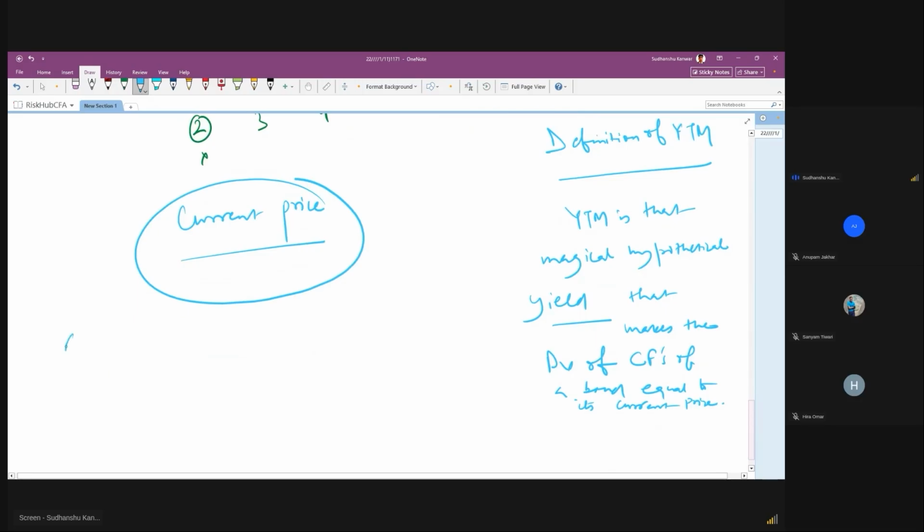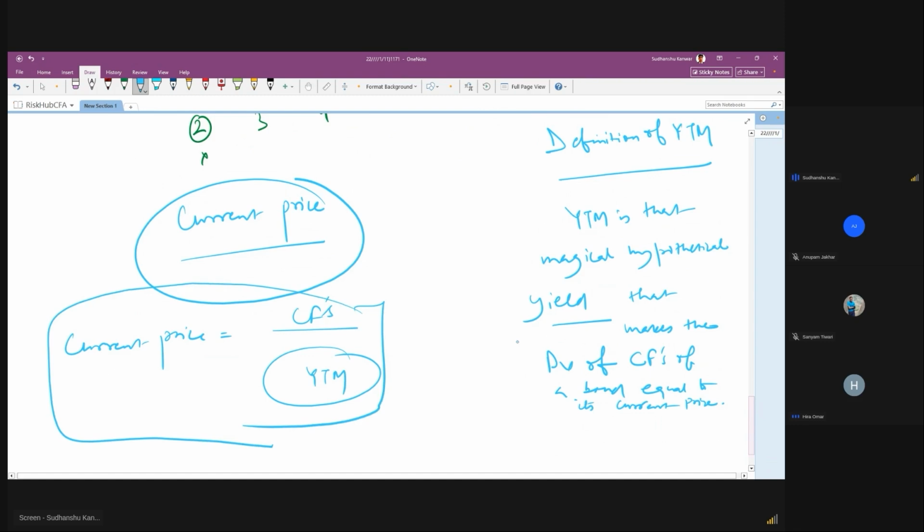Now, if I have to find current price, and I have the cash flows, if I put YTM here, won't they equate? Because this is what the YTM means. This is the definition of YTM. YTM is that magical, hypothetical yield that makes the present value of cash flow of a bond equal to its current price. So I need to find the current price. I had the cash flows. Then I only need the YTM to put in the formula and get the answer. Make sense?